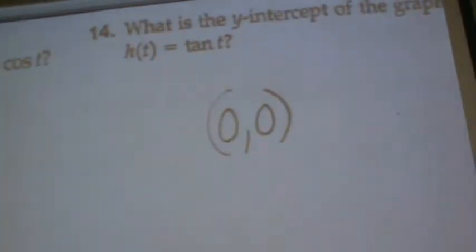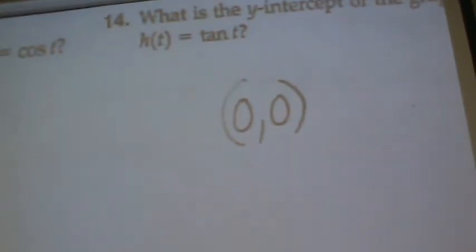Next, what's the next tangent problem? 14. What is the y-intercept of the graph of the tangent curve? Well, here's the tangent curve right here. Where's the y-intercept? 0, 0. Easy. 0, 0 is your y-intercept. Okay? Next, number 20.